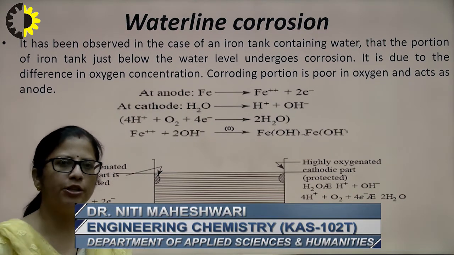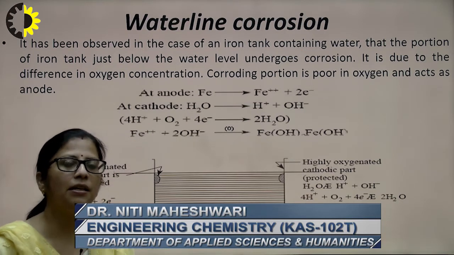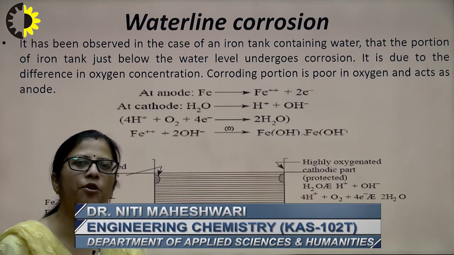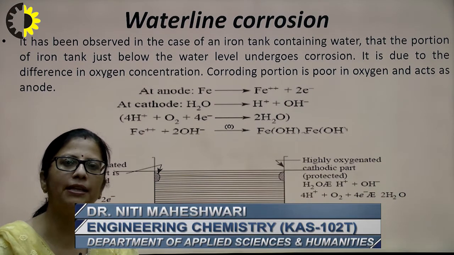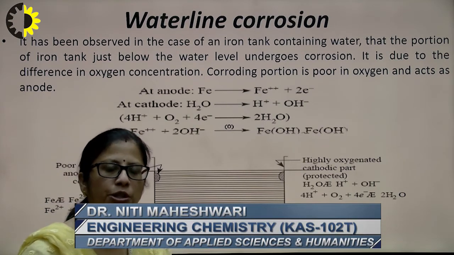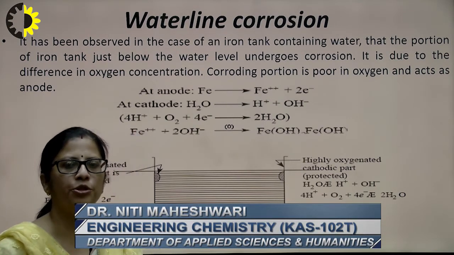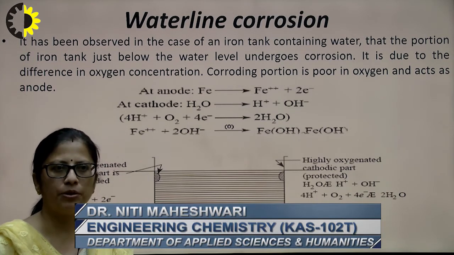In the last lecture, I was discussing corrosion, and I took up the different types of corrosion, in which I explained the first type, that was galvanic corrosion. In continuation with the types of corrosion, the second type of corrosion that we find commonly is waterline corrosion.